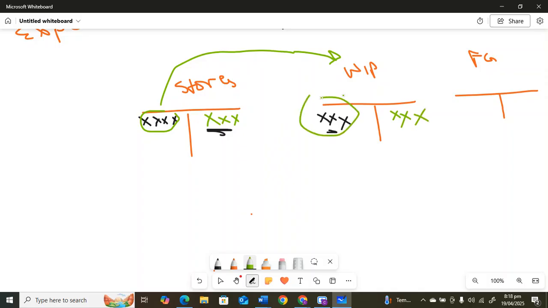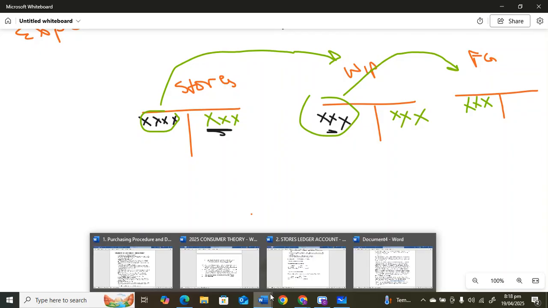Okay, they move out of this account and they go to finished goods. Each of these accounts are asset accounts. The asset is inventory. So when inventory enters an account, you debit that account. When it moves from one asset account to the other one, you have to credit one asset account and debit the other one, because one account is increasing, one is decreasing.